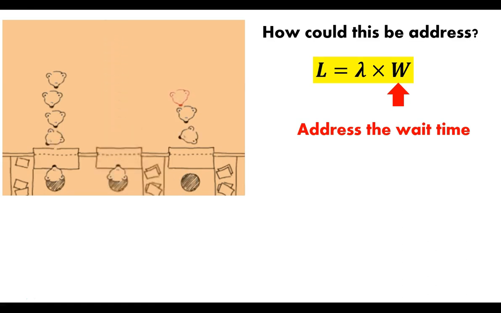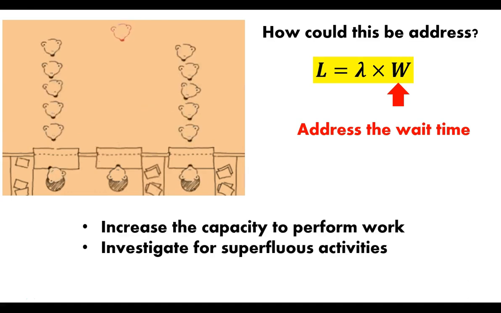Well, one thing we could do is add another person to this, or add a new piece of equipment, or get more people trained in order to do this particular job. So again, with a third clerk there to help work on the bears, you can theoretically speed up the process and reduce your wait time. So increase the capacity to perform work.